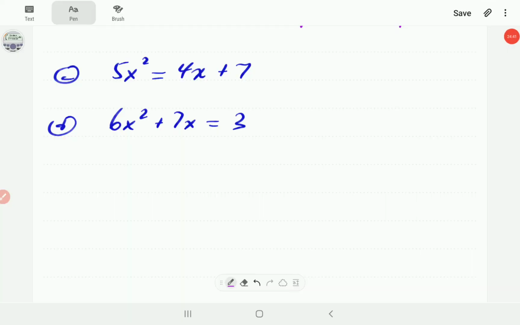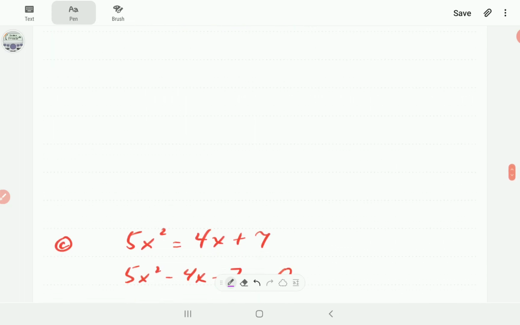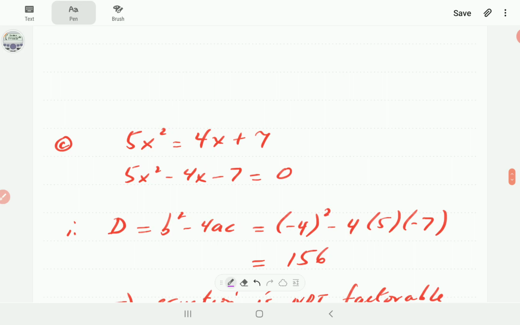Alright, we're now assuming that you've had a go at these 2 exercises. We are now going to scroll down to our solutions, which you can check against yours. So in C, the first thing we're going to need to do is to bring everything to the same side.